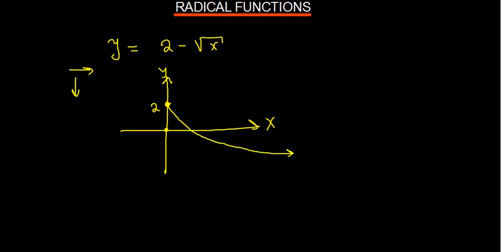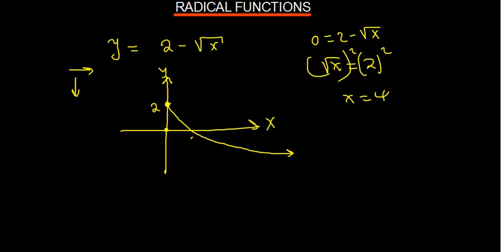Also for this one, we need to find this value here where the function cuts the x-axis. And we know that where it cuts the x-axis, y is equal to 0. So we're going to put 0 here. We are going to say 0 is equal to 2 minus square root of x. Take square root of x to the other side, it becomes positive, and that will be equal to 2. To find x, square both sides. So I'm going to find that x is equal to 4. So this is the point where it cuts the x-axis. It is at x is equal to 4. Basically, that is how you sketch.